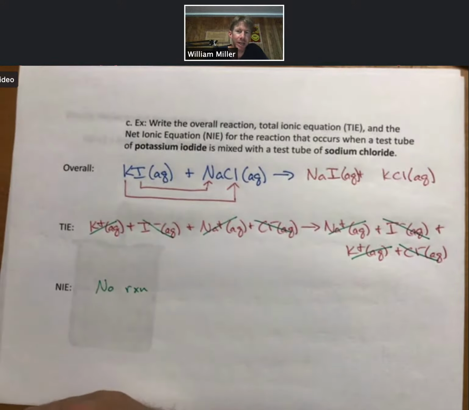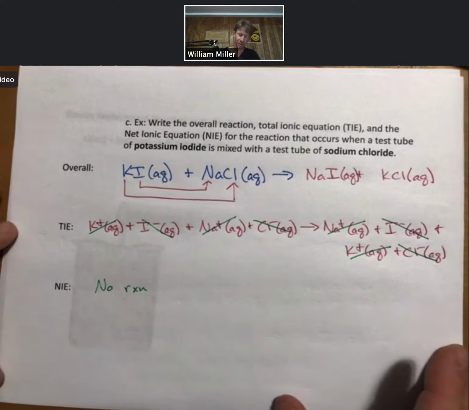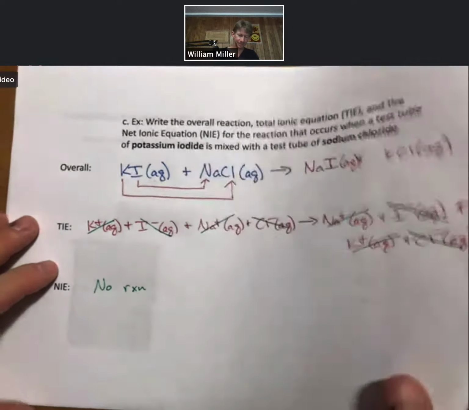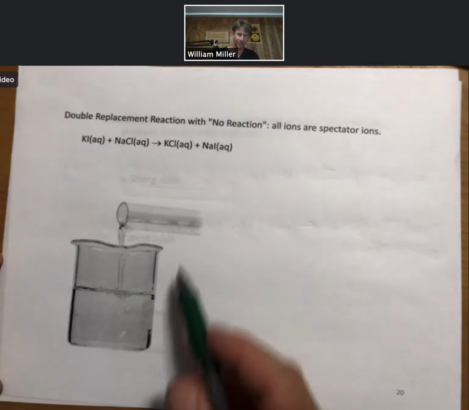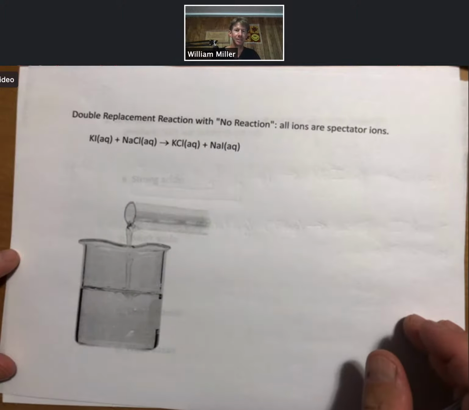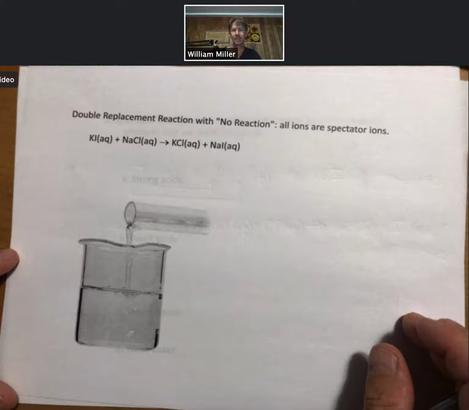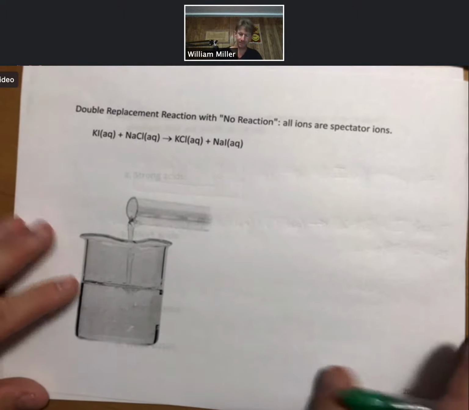And when I say no reaction, what I mean is there were no bonds made, there were no bonds broken when we poured these two test tubes or solutions together in any format. No reaction, no bonds formed, no bonds broken. And that's fine. That's the result we wanted to get to. And in fact, if I show you a picture of this, it's like pouring two aqueous solutions together. Nothing to see here. Move along.